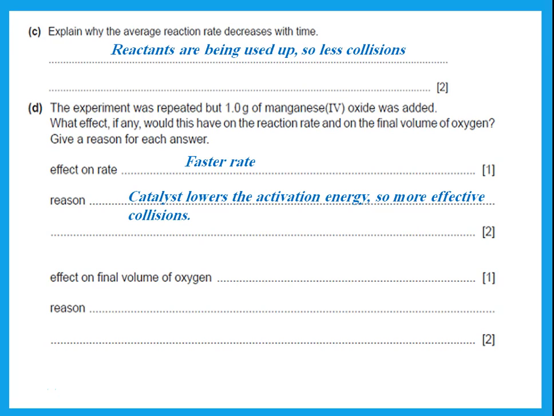But if I add the manganese oxide, what effect on the final volume of oxygen? The final volume of oxygen is not determined by presence or absence of the catalyst. It is determined by the amount of reactants that I'm using. So actually, whether I add a catalyst or not, there is no effect on the final volume. It just affects the rate, not the final volume, because the volume of H2O2 I'm using is the same in all the experiments.